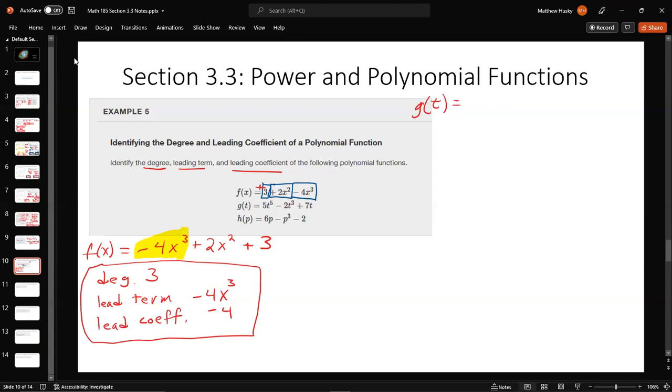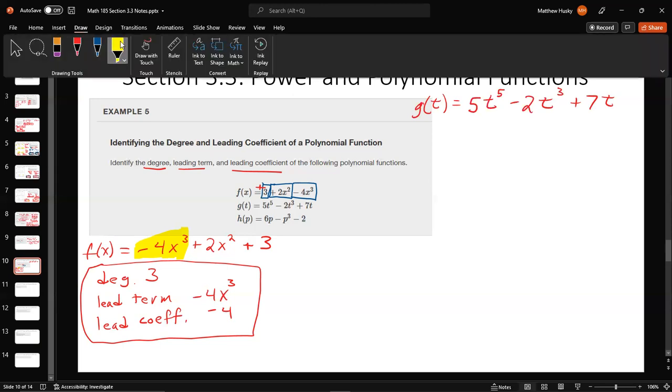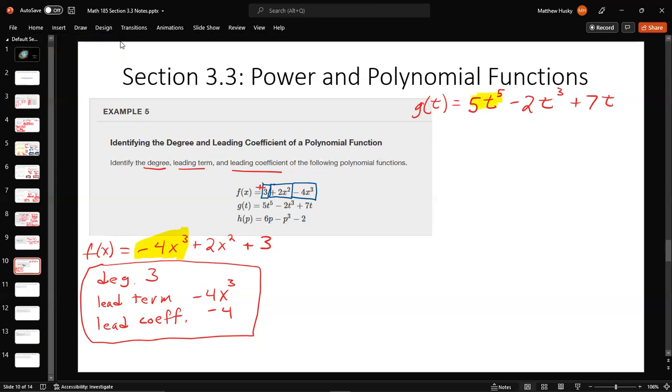Next up, we have g of t. And this one conveniently is already in the standard general form, 5t to the 5th minus 2t to the 3rd plus 7t. It's already arranged so that the powers are in descending order. So we don't have to do anything with it to change it around. So this right here, the 5t to the 5th, that is your leading term. The degree is 5. The lead term is 5t to the 5th.